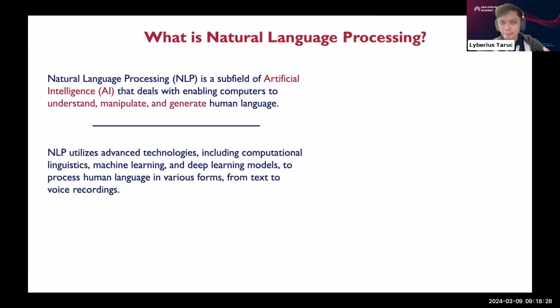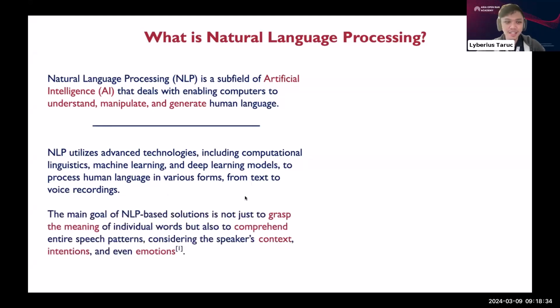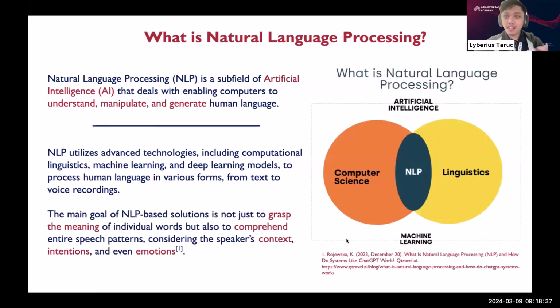It is an overlap between linguistics and computer science, hence computational linguistics, right? Now, having said that, the goal of NLP-based solutions is not just to grasp the meaning of individual words, meaning you do not just parse out individual words from a given sentence, but also to comprehend the entire sentence as a whole, and even to understand the context of it. And not only that, but you also have to consider its intention and even its underlying emotion or sentiment. That is why you can say that NLP is an overlap between computer science and linguistics.